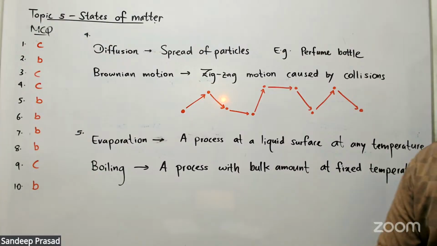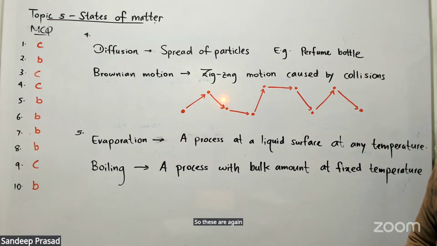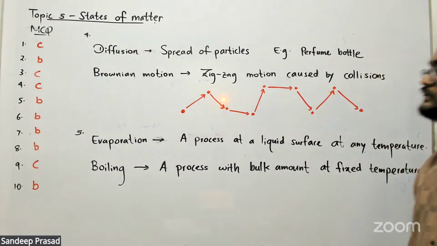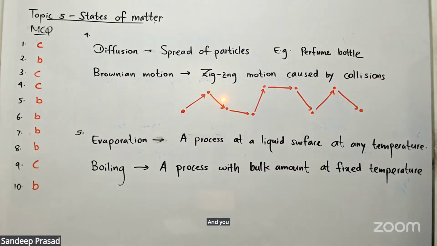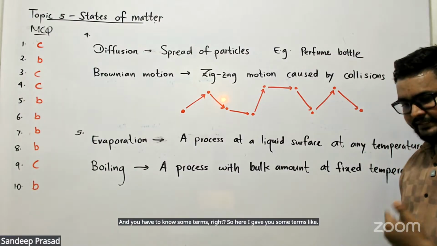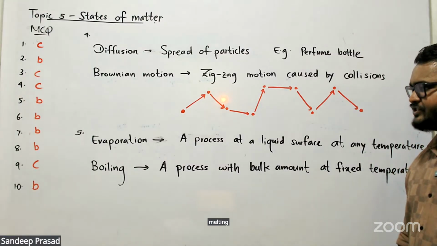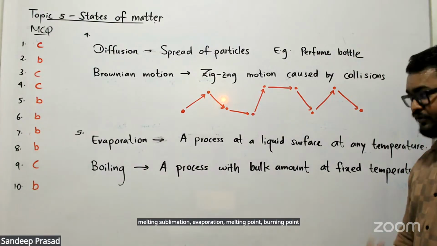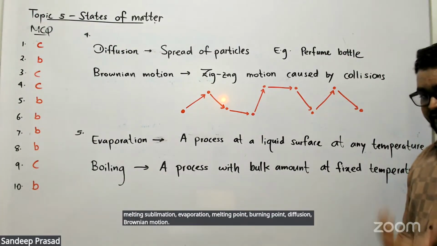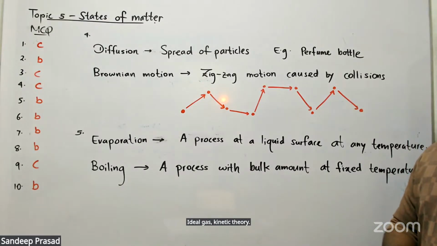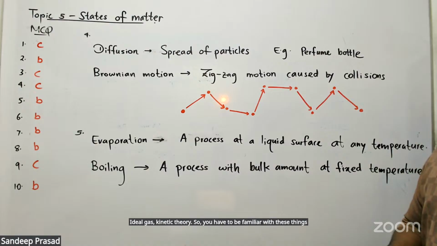Right. So these are again very simple things with gases. And you have to know some terms, right? So here I gave you some terms like melting, sublimation, evaporation, melting point, boiling point, diffusion, Brownian motion, ideal gas, kinetic theory. So you have to be familiar with these things.